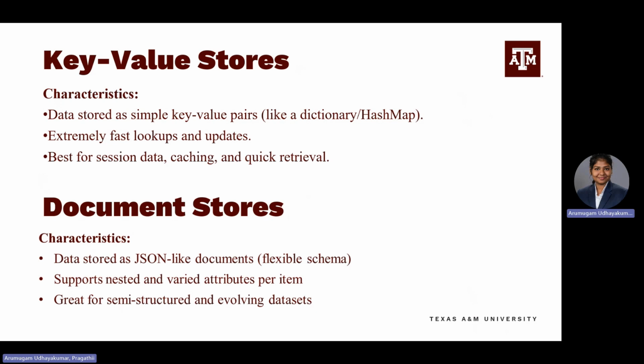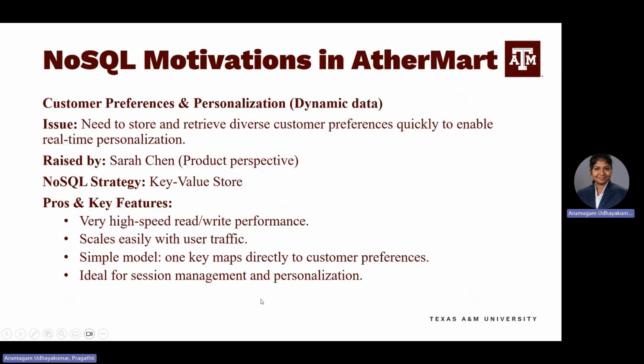The second use case is document stores. In document stores, the data is stored as JSON documents or XML documents. So the data is stored as documents itself rather than in the table representation. And thus this allows flexible schema structure, and it also supports nested attributes. So we can have a parent attribute and child attributes corresponding to it. And the implementation is very flexible, and the use case for this is in semi-structured and evolving data sets.